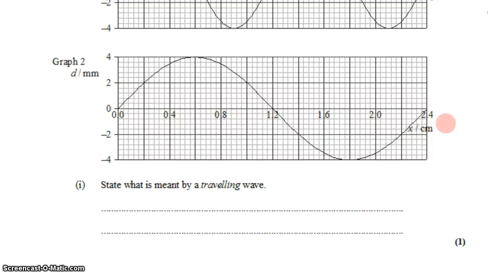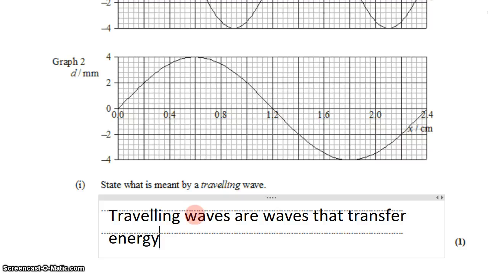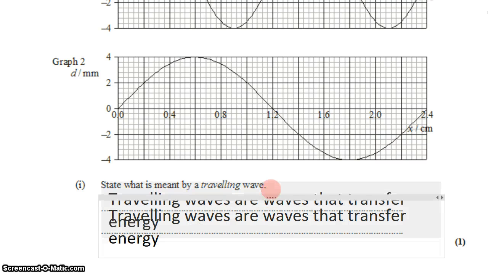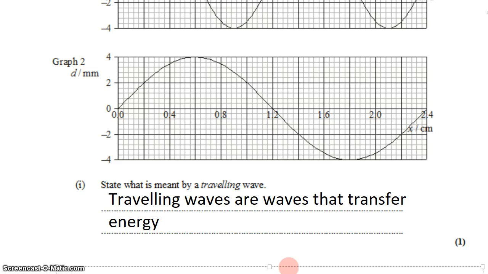First, we're asked to state what is meant by a traveling wave. The key feature of traveling waves is that they are waves that transfer energy. This is in opposition to standing waves, which don't transfer energy. As a side note, neither traveling waves nor standing waves transfer matter. The medium does not go from place to place in any case. It's just whether or not energy is transferred from place to place.